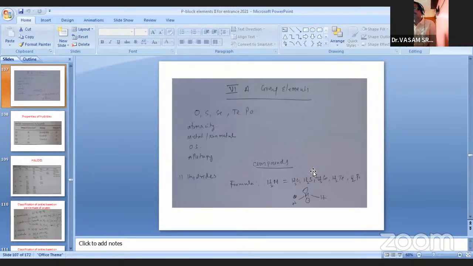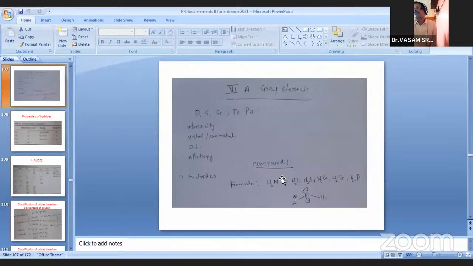Out of these hydrides, the first one is available in liquid state, H2S is a gas, and the remaining are all solids. Why is H2O available in liquid state? The reason is the formation of hydrogen bonds. Due to hydrogen bonding, water is available in liquid state.